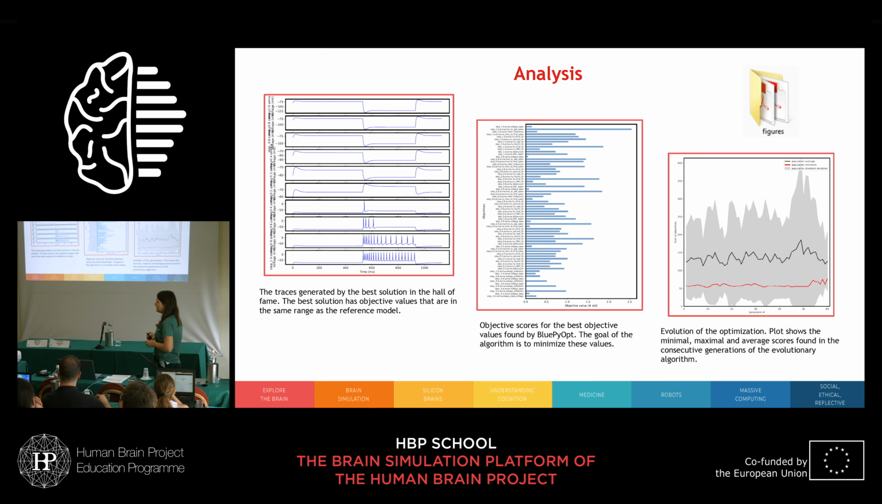And finally, we can see how the optimization evolved. So we can see here the minimal, the maximal, and the average scores found in the consecutive generations of the evolutionary algorithm. So here we can see that 60 generations were used.